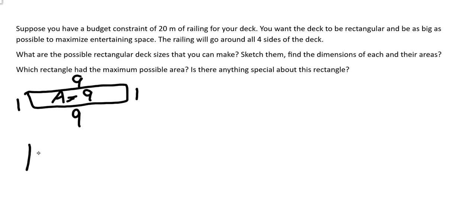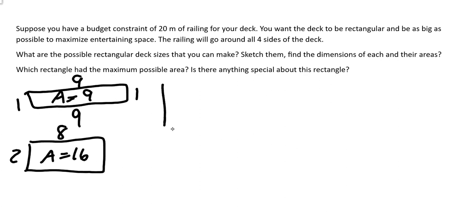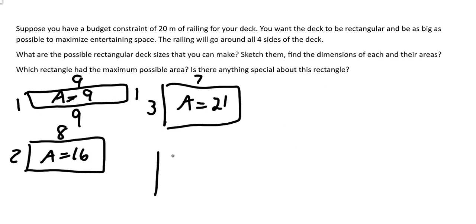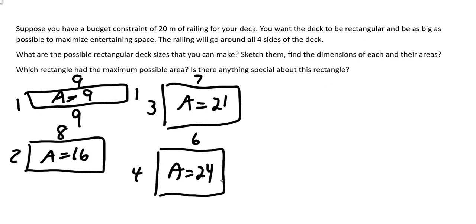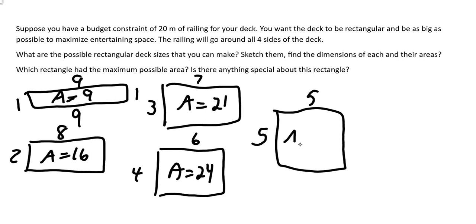So what's another one? Well, we could have 2 and 8, and that area would be 16. We could have 3 and 7, and that area would be 21. We could have 4 and 6, and that area would be 24. And then the last one we can make, and a lot of people get messed up with this one, we can have 5 and 5, and that area would be 25.